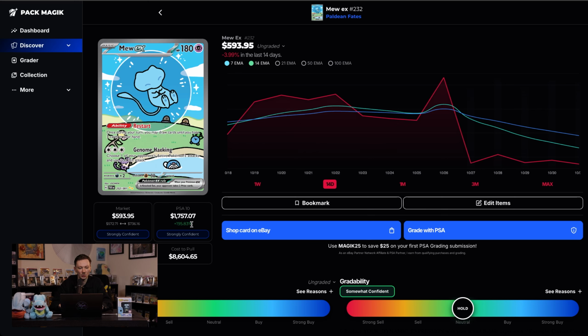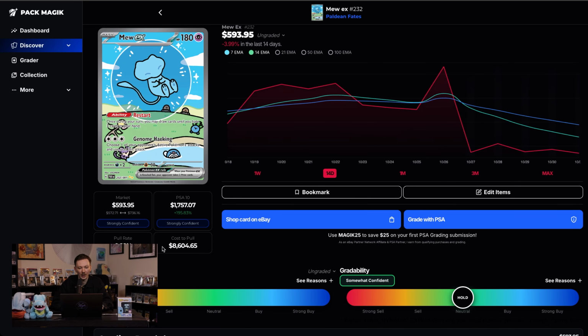So if you do buy it and grade it, that's a 200% gain on your value. And then you can see the pull rate for it and the average cost you would incur by attempting to pull this card. So based on the market price per pack for a pack of Paldean Fates, multiplied by the formula for the pull rates, it would take on average $8,000 to pull this card, $8,600.